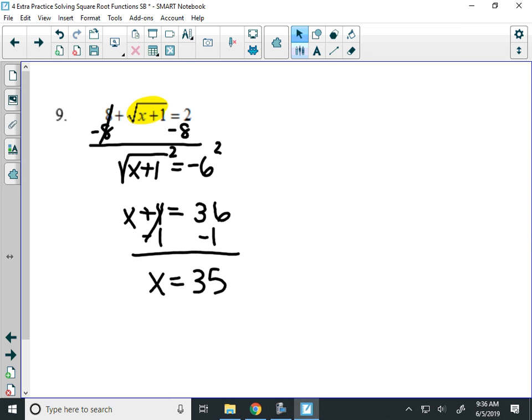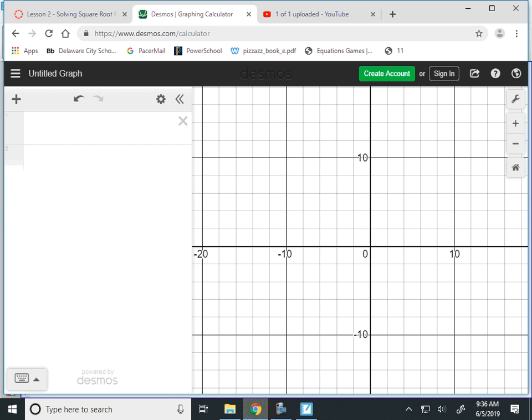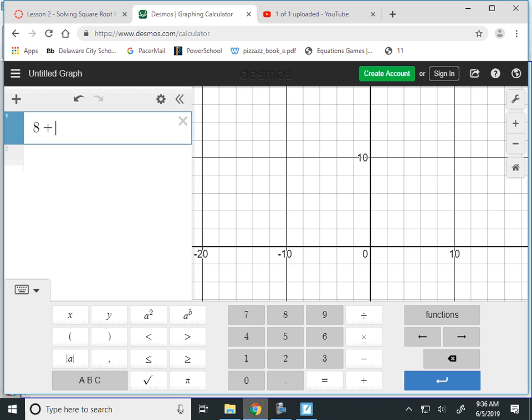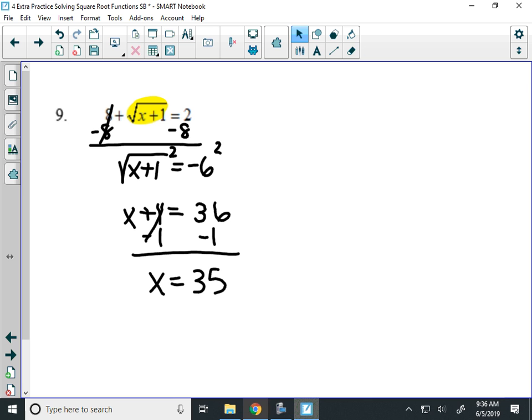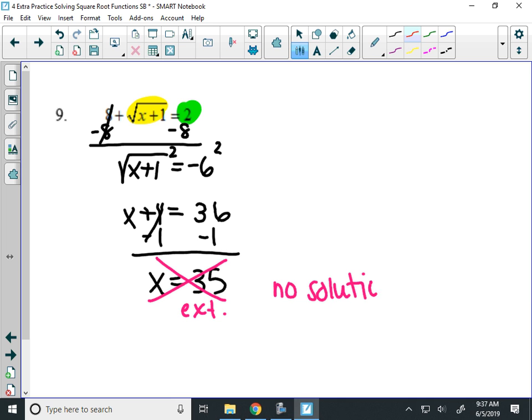Let's type this into Desmos and see what we get. So I'm going to just type it in to check. I'm not going to graph this time. So I'll have 8 plus the square root of x plus 1. And what I get, not x, I'm sorry. Instead of x, I want to type in 35. If I type in 35, I get the answer of 14. But our problem said it should be equal to 2, which is not what I got. So this actually means that x equals 35 is extraneous, and there's actually no solution here. And remember, the way we write no solution is the empty set symbol, the phi.